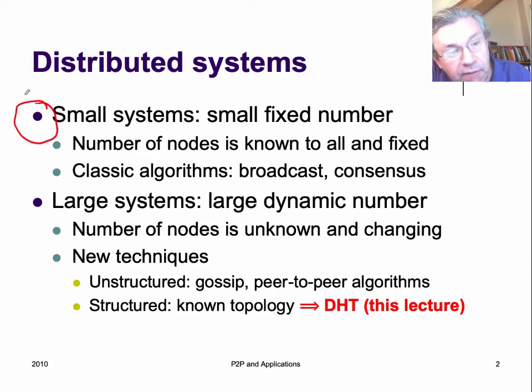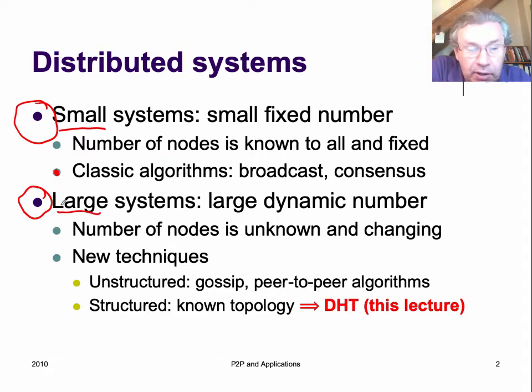So in the first half of the course, we talked about small systems where the number of nodes is small and fixed and known to all. We saw classic algorithms, broadcast, consensus, and variations. Now we're talking about large systems where the number of nodes is large and dynamic. The number of nodes is basically unknown because it's changing so much. It can be so large that no one node will know how many nodes there are. So we need new techniques.